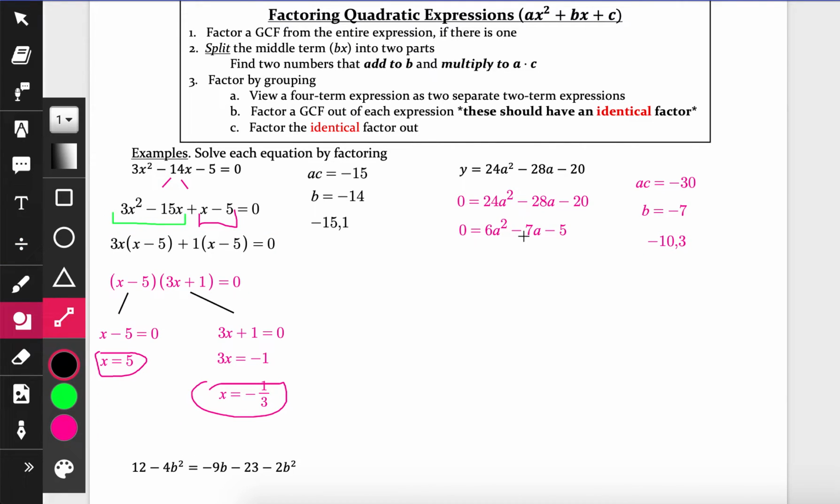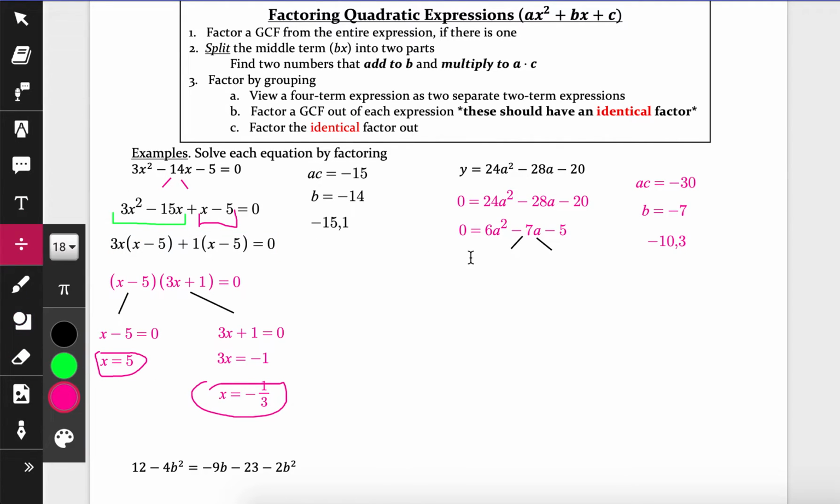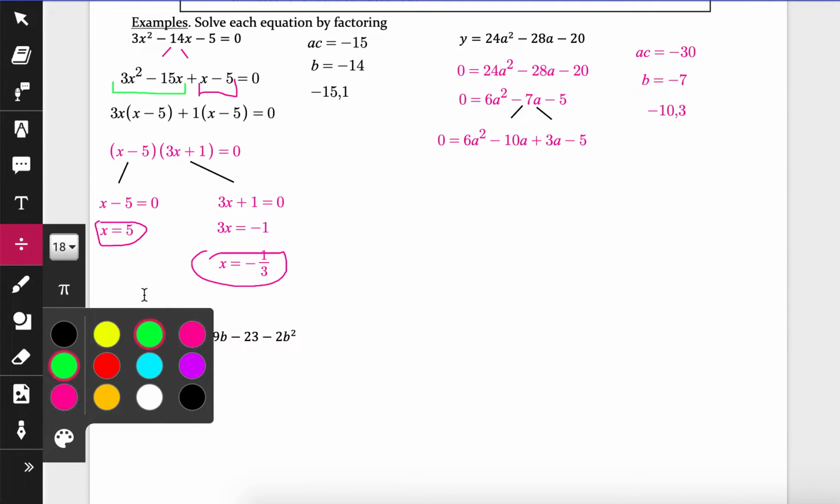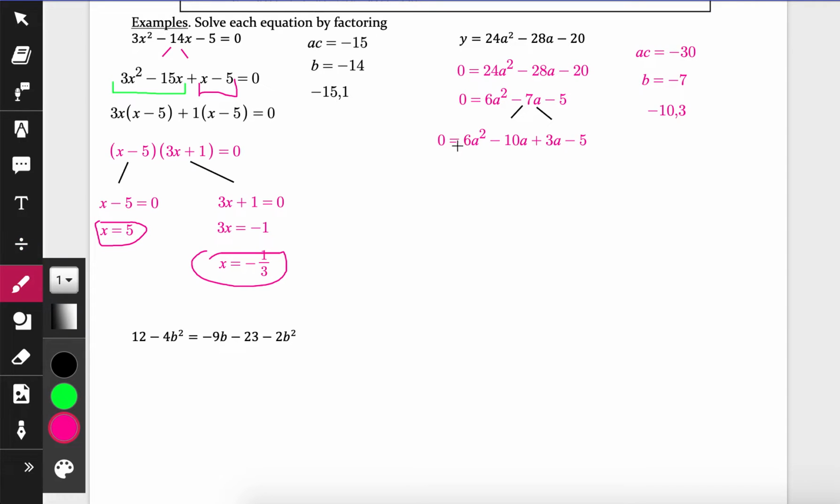These two numbers multiply to negative 30 and also add to negative 7. So this tells us that we're going to split that negative 7a up according to those two numbers. So we have 0 equals 6a squared, splitting the negative 7 up into negative 10 and positive 3. And now I'm going to look at these two separate two-term expressions: 6a squared minus 10a, and then separately 3a minus 5.